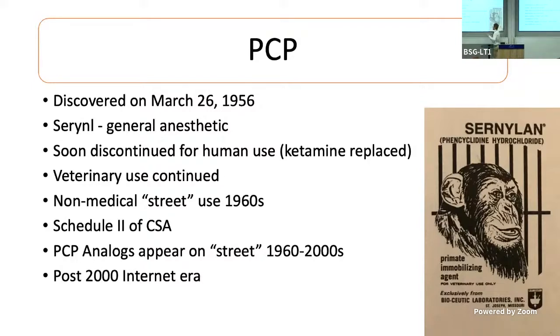The street use or non-medical use of PCP started very shortly after its introduction and continues to this day in the United States. Interestingly, it's not prevalent really anywhere in the world other than the United States. The other fascinating thing is a lot of analogs of PCP appeared on these illicit markets, particularly between the late 1960s and 2000s. And they kind of disappeared. Today, you don't see that at all. But what you do see is an extensive number of these sold on the internet as legal highs or research chemicals. There's probably something like 30 now.